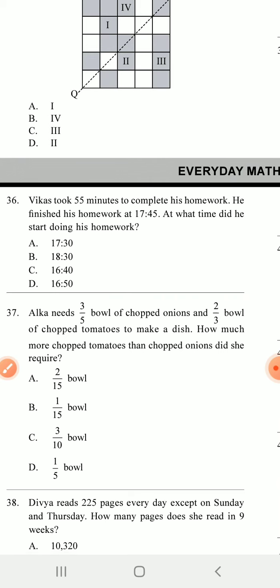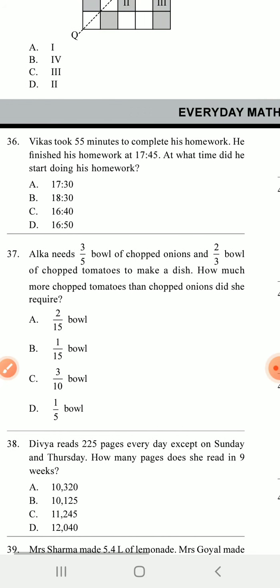Vivek took 55 minutes to complete his homework. He finished his homework at 17:45. At what time did he start his homework? So 17:45 is the train time. Change it into normal time, 12 hour clock time, and then add 55 minutes with it. And you get the right time, 36. D is the answer.